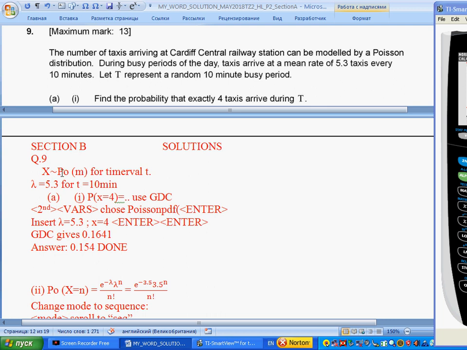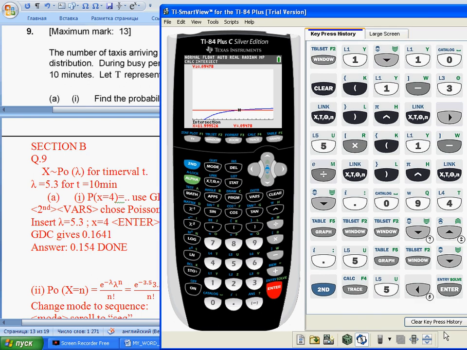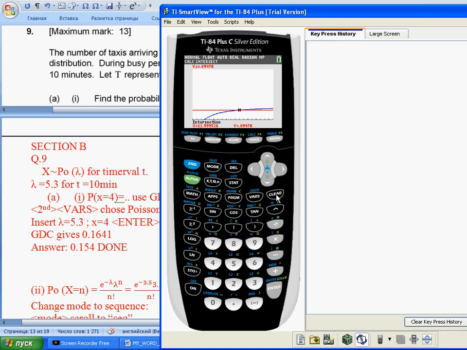Question 9 is about Poisson distribution. So this should be lambda. In the book they give m, but here everywhere lambda. So lambda is 5.3 for the time period of 10 minutes. So we should find the Poisson distribution for exactly 4. First of all we press history here. Nothing happens. So we press second mode, and then it clears. Right. So let's follow this instruction.